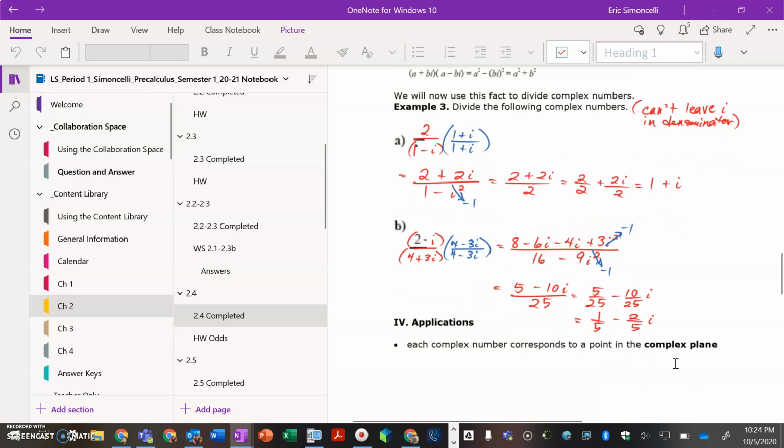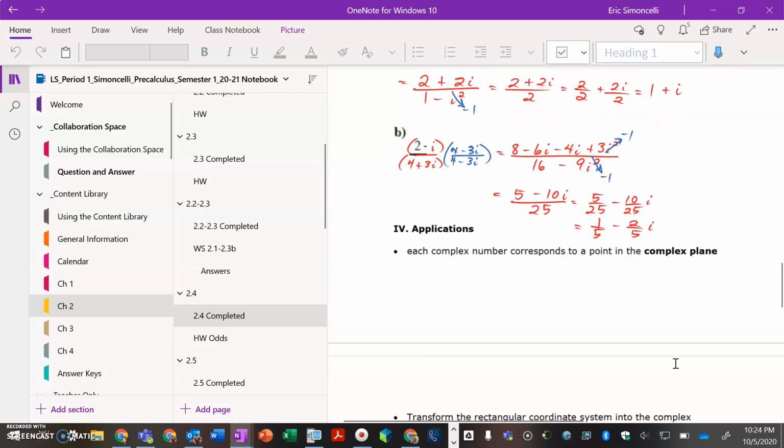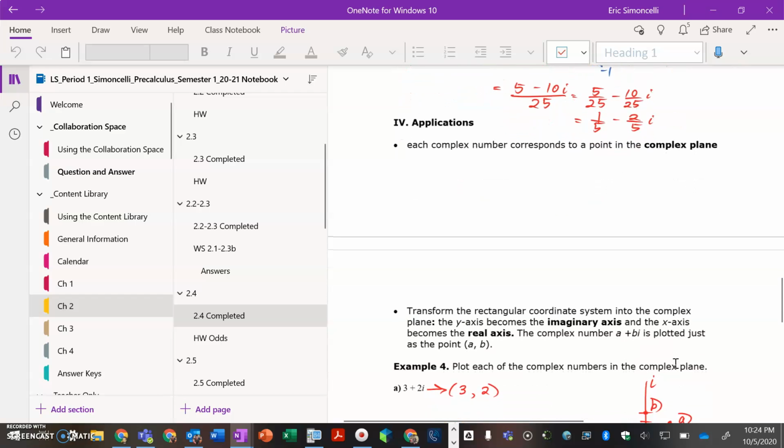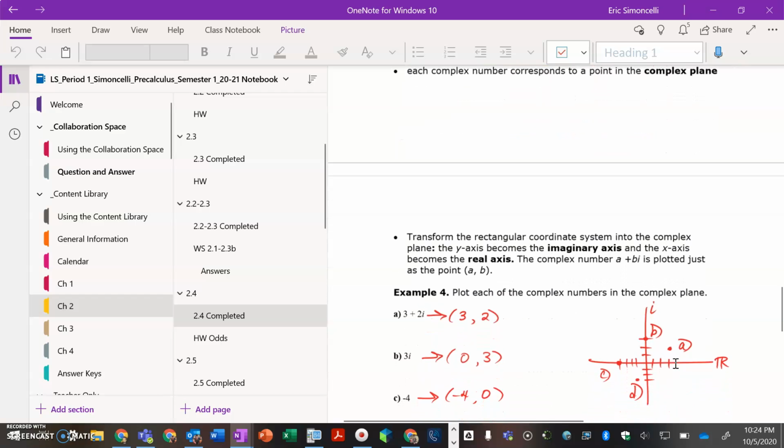Applications. Each complex number corresponds to a point in the complex plane. We can transform the rectangular coordinate system into the complex plane, where the y-axis becomes the imaginary or i-axis, and the x-axis becomes the real axis. The complex number a plus bi is plotted as the point a comma b. So if we had 3 plus 2i, this would be 3 comma 2. So right 3, up 2, there's your point, real comma imaginary. A is in this first quadrant, so to speak.